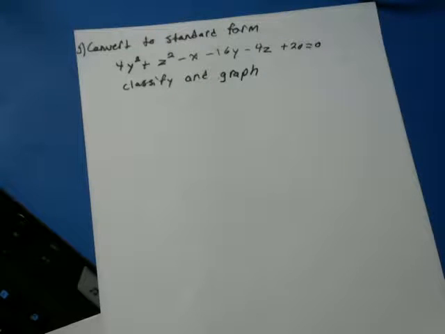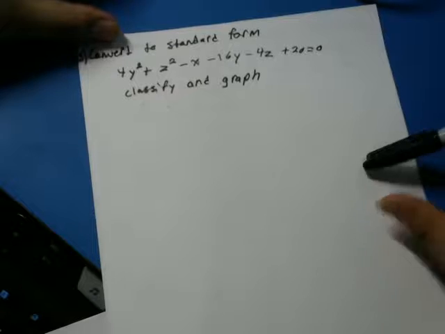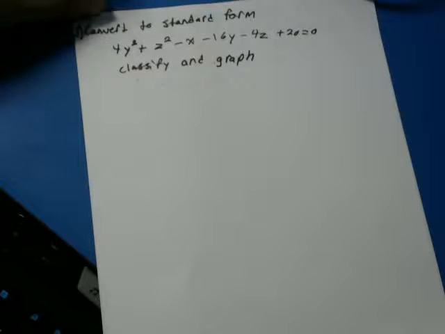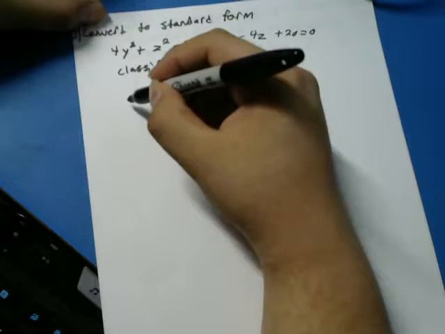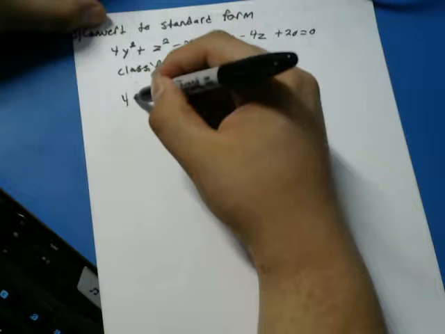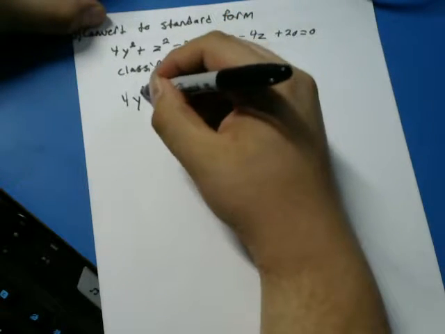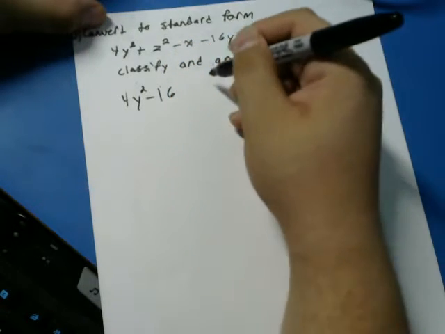Alrighty, for this problem we want to convert this equation to standard form, then classify it, and then graph it with a quick sketch of what this would actually look like. It's kind of just a test of how well you can complete the square, pretty much. So let's try to get it in a form that looks a lot more presentable, and we understand what it actually looks like. I like to write everything out a little neater.